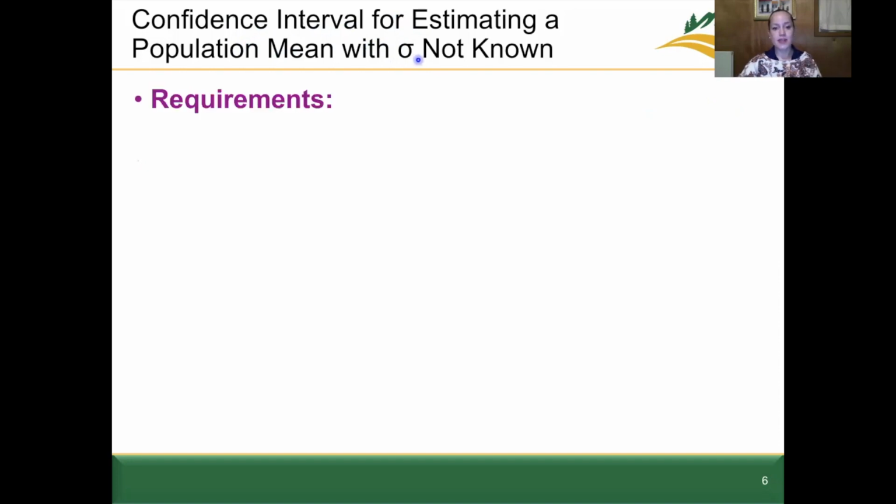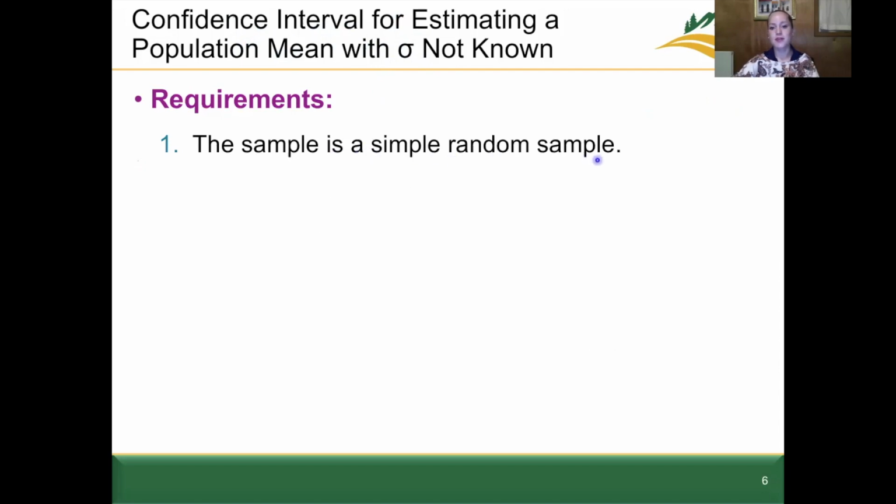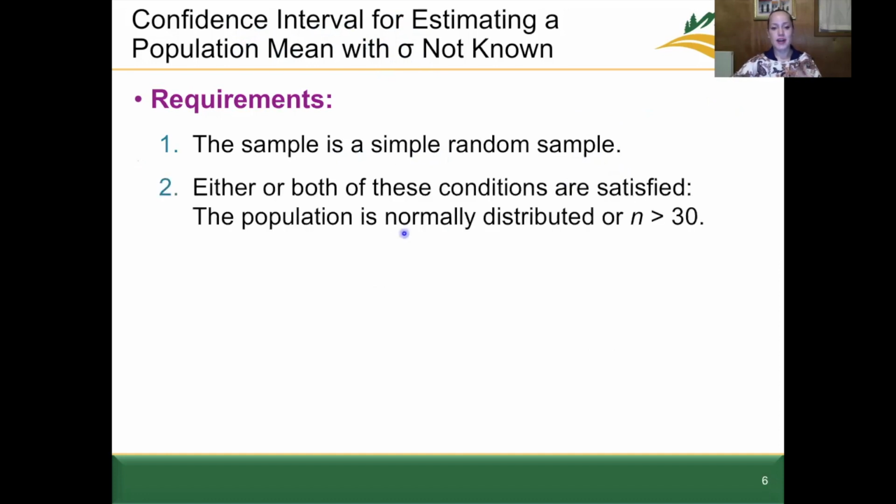The requirements that we need to check are, number one, the sample is a simple random sample. This is an important requirement we've seen before. Number two, either or both of these conditions are satisfied. The first condition is that the population is normally distributed. The second condition is that n, or the sample size, is greater than 30. We've also touched on determining if a population or a sample of data is normally distributed, so we'll look at that again in 7.2.